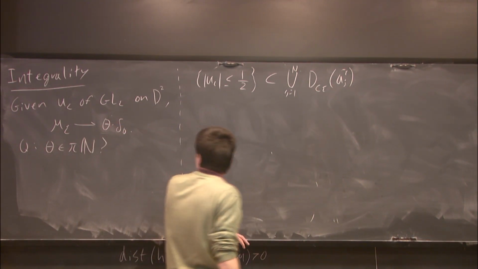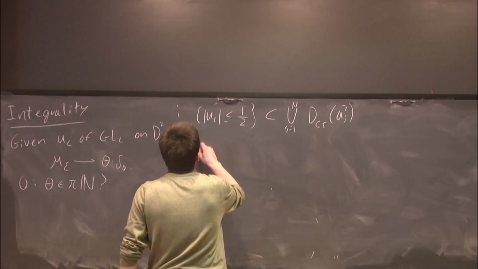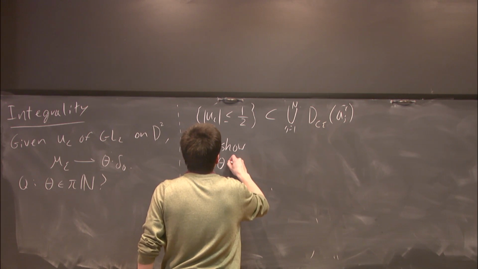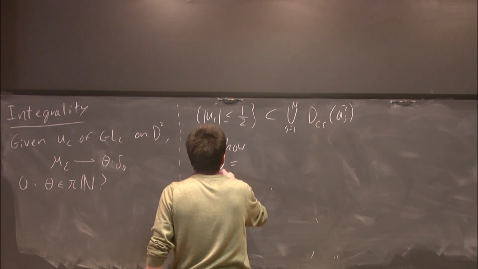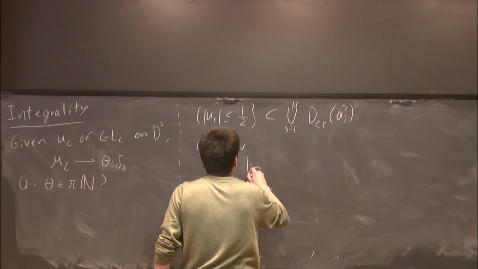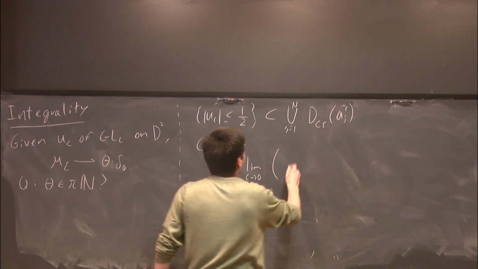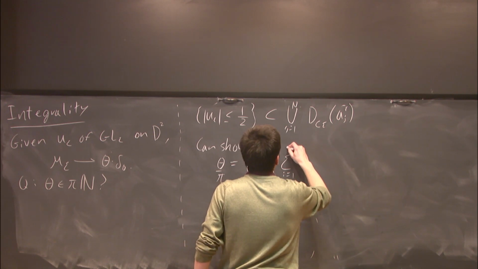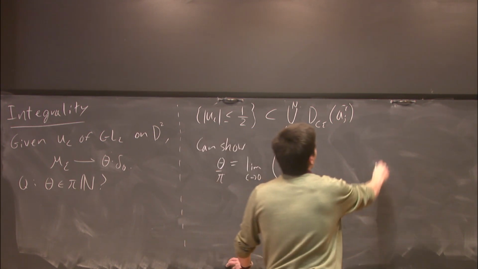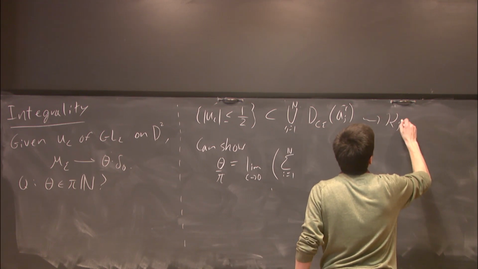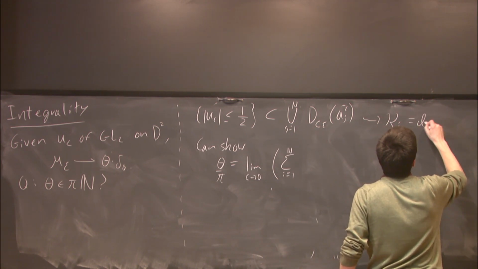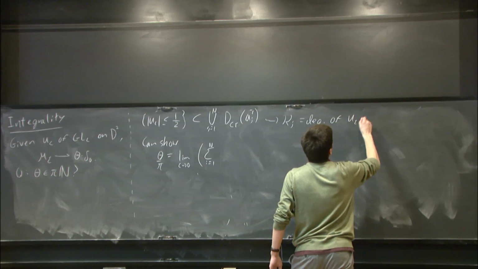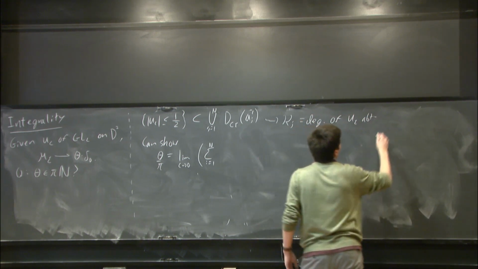So then with some effort, you can show that this density theta, if we divide by pi, is going to be given in the limit, well, first by the sum over these zero sets, so sum i equals 1 to n. And let's also say that kappa j will be the integer which will be the degree of u epsilon about the boundary of this disk.